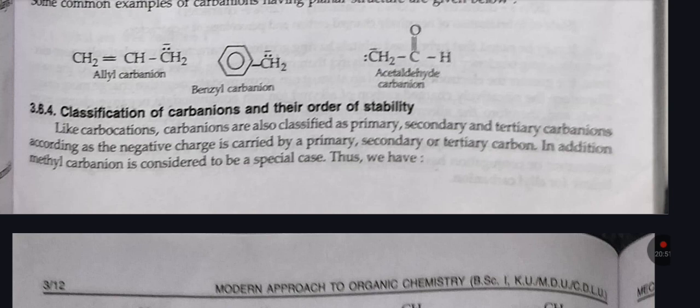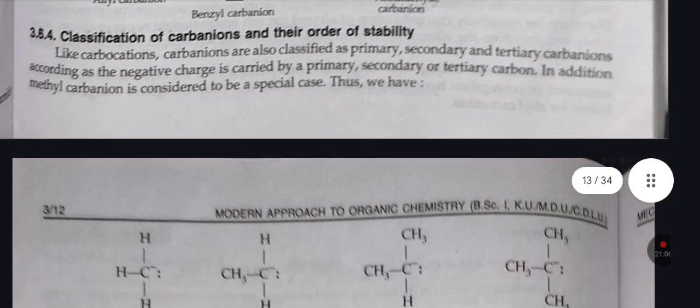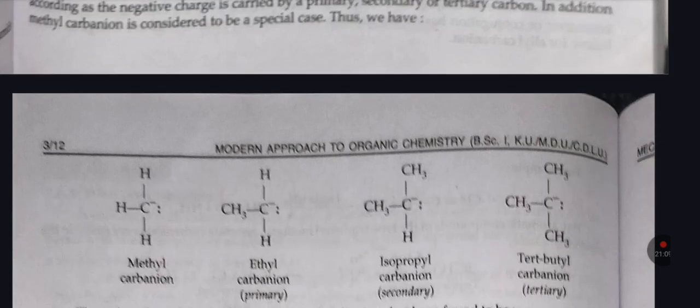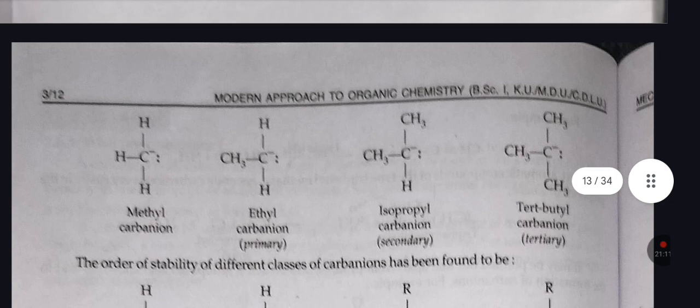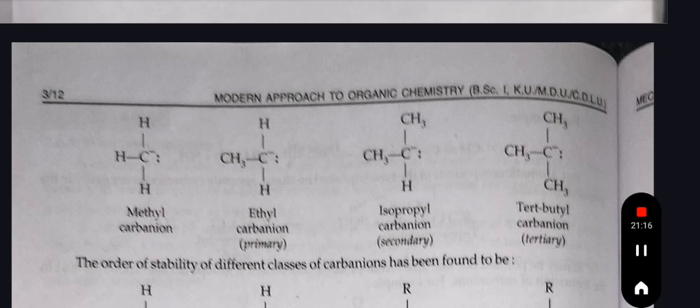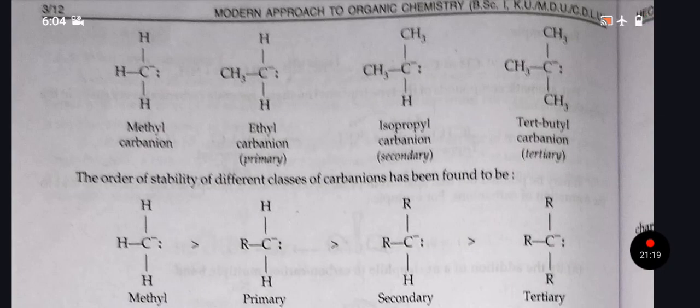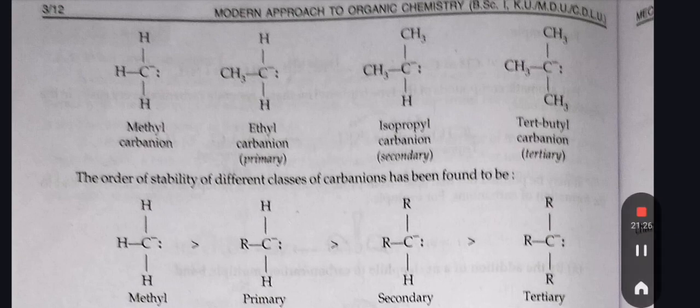Classification of carbanions and their order of stability. Like carbocations, carbanions can be classified as primary, secondary and tertiary according to whether the negative charge is carried by a primary, secondary or tertiary carbon. In addition, methyl carbanion is considered to be a special case. Thus, we have methyl carbanion, ethyl carbanion, isopropyl carbanion, and tertiary butyl carbanion, which is tertiary. The order of stability of different classes of carbanions is given as below: first methyl, then primary, then secondary, then tertiary.